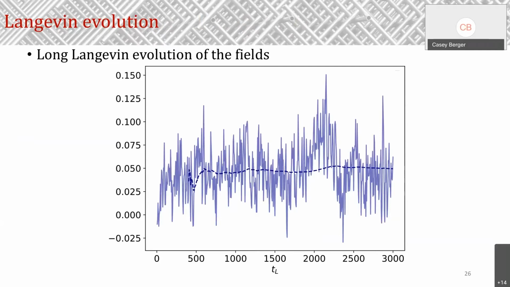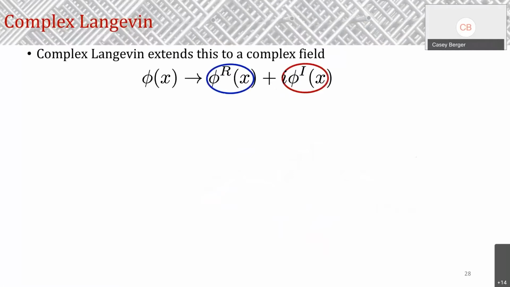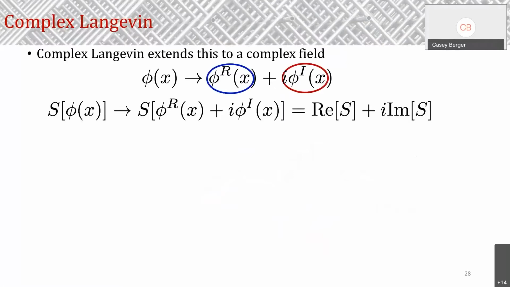Okay, so that's the real Langevin method, but what happens if we have complex numbers? We're dealing with systems that suffer from a sign problem, so we want to be able to deal with complex valued variables. And it turns out we can actually extend this method to a complex field so that phi now has a real part and an imaginary part. And our action, S, will now also have a real part and an imaginary part. So this lends itself really well to the situations that we want to study, which will have naturally complex actions.